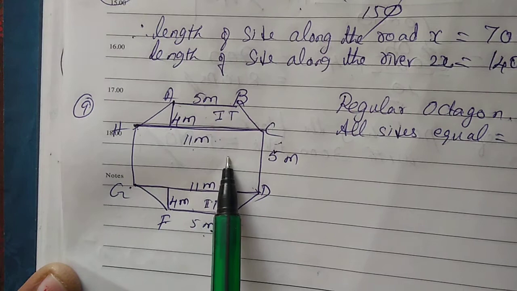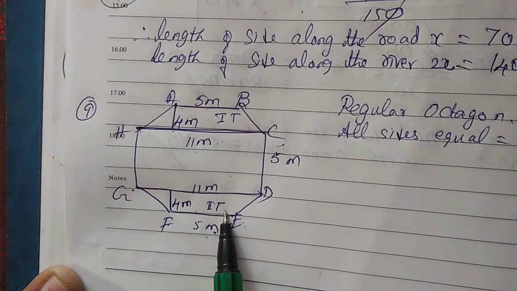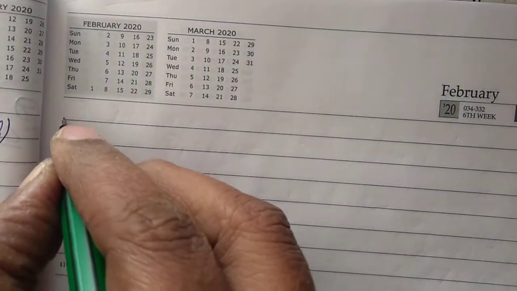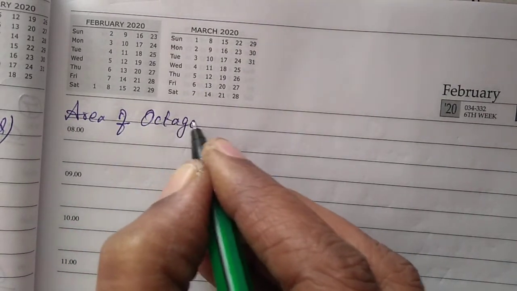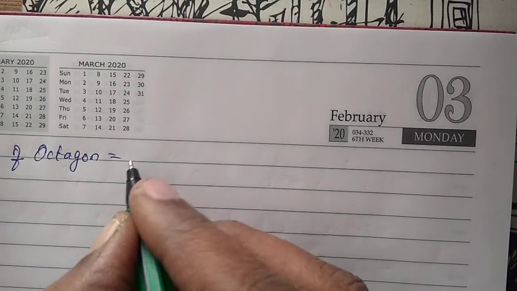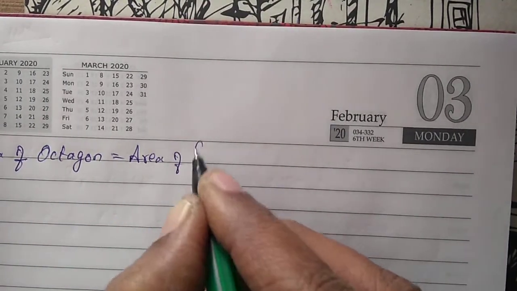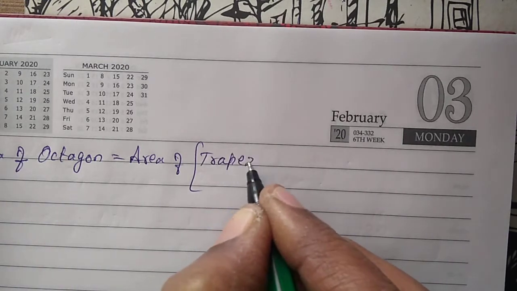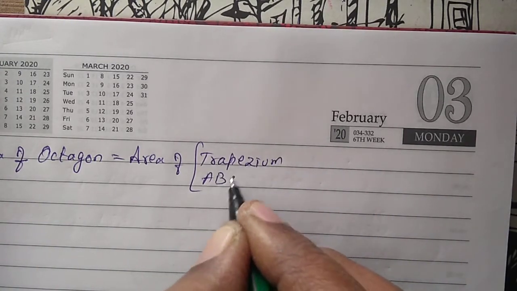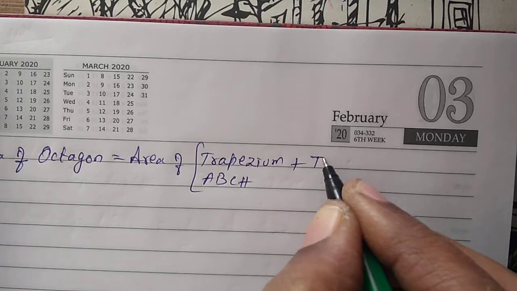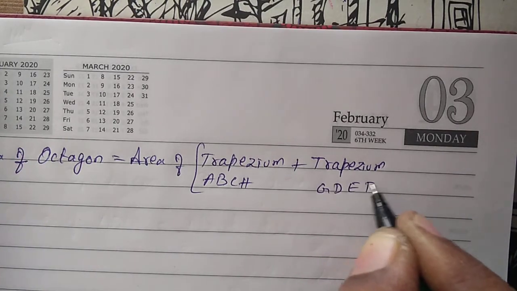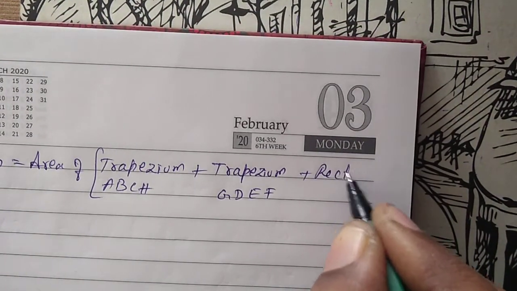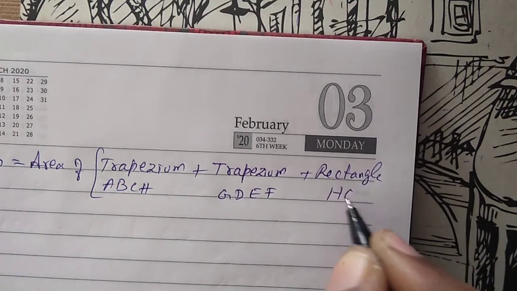Okay. So we do the sum now. First we write, the area of the octagon can be found as the area of trapezium ABCH plus, below, the area of trapezium GDEF plus one rectangle we have in between, HCDG. So we use the formula now and we substitute.